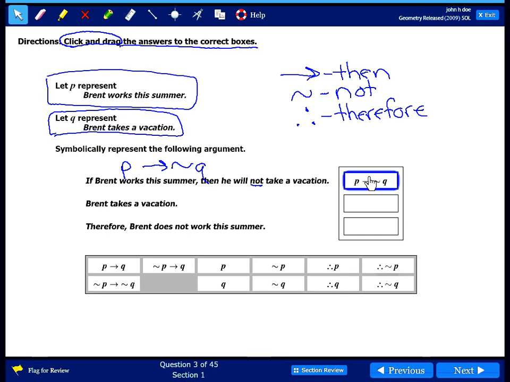The next one says Brent takes a vacation. Well, that's just Q. So all I need to do is slide the letter Q into the second box. The last one says therefore. So remember, our symbol for therefore was the 3 dots. Brent does not work this summer. That means it's going to be not Q. Therefore, not Q. And that's it for that one.